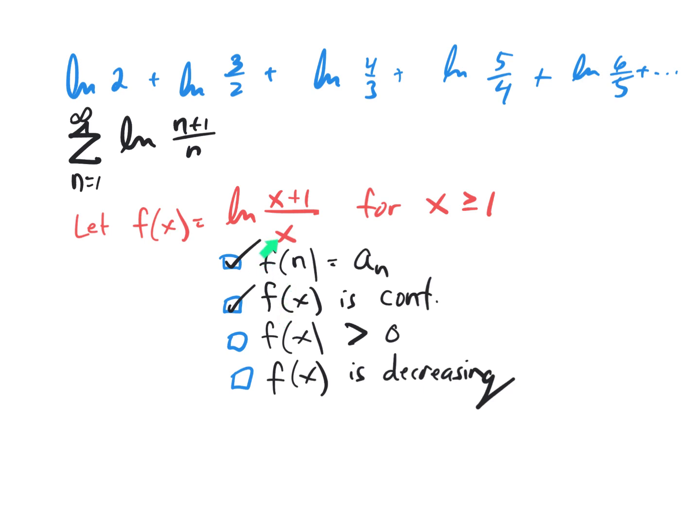The second one, this condition, we have a function that is continuous when x is greater than or equal to 1, because we're never dividing by 0. Third condition, is this function positive? Well, the log function looks like this, and what we're taking the log of is always a little bit bigger than 1, because x divided by x is 1, so (x plus 1) over x is a little bit bigger than 1, so we are always to the right of 1, which means that this logarithm expression is always above the x-axis. So yeah, that condition is met.